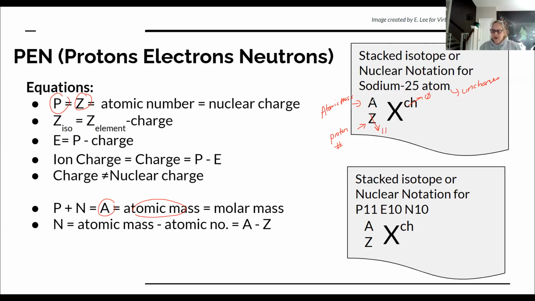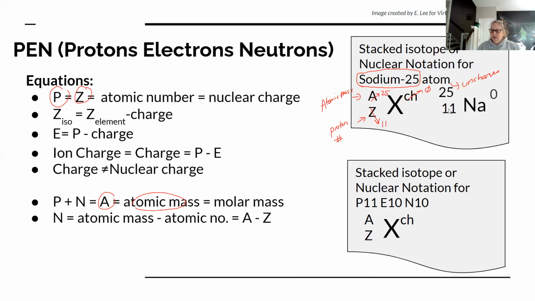And its atomic mass, we do not use the periodic table. Why? When you state the name, you use the mass. So the mass value is 25. So that would be the stacked isotope notation of the sodium ion, or sodium atom, sorry.